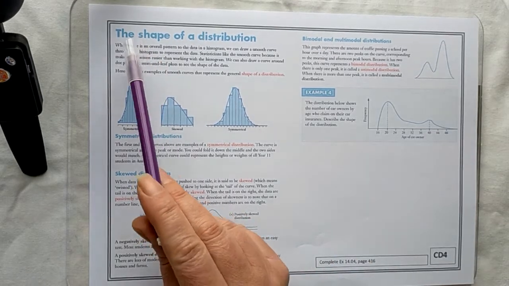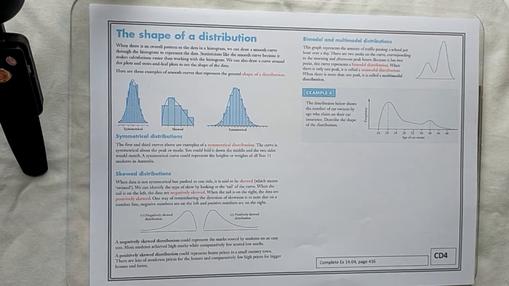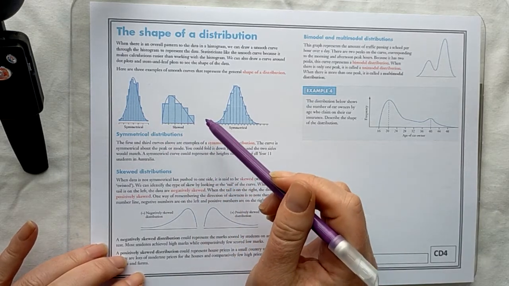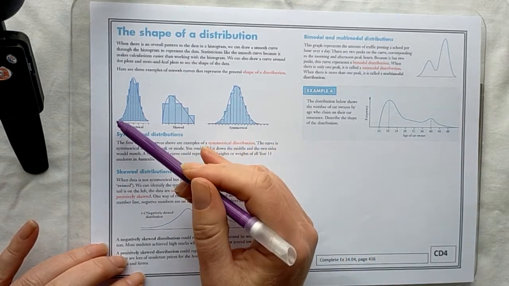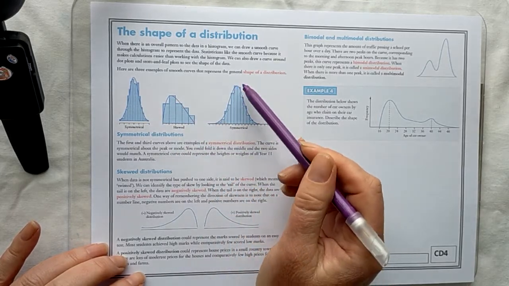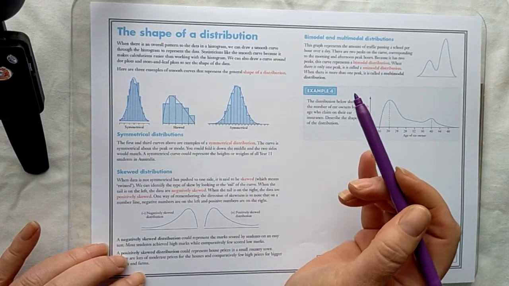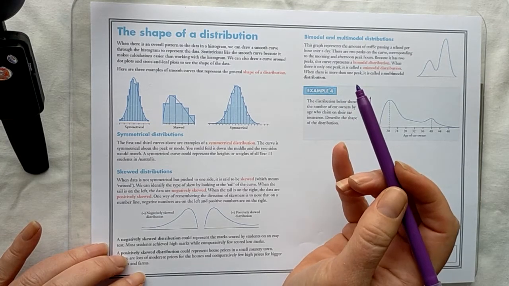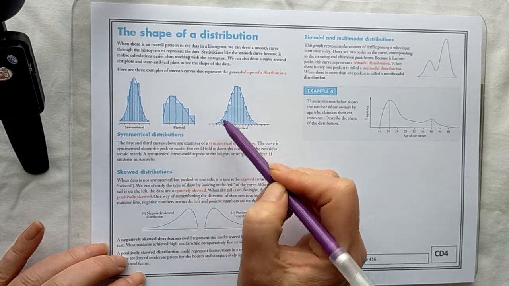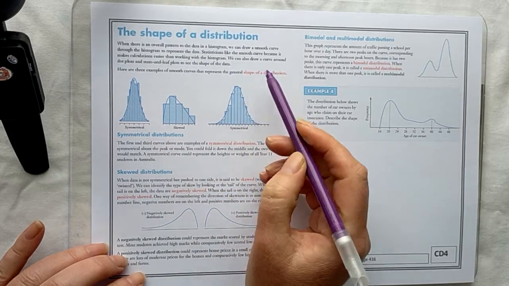So today we're looking at the shape of a distribution. When we've plotted all of our data and put it into a histogram, what people who use this information like to do is put a curve over the top of the data because it makes it easier for them to do calculations. So when we put the curve over the top of the data, then it makes a shape for the distribution.